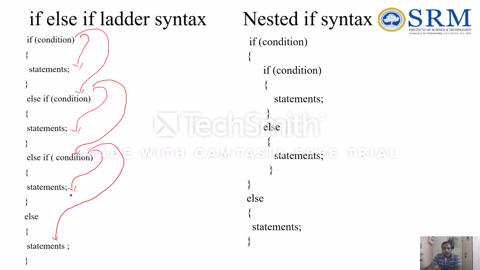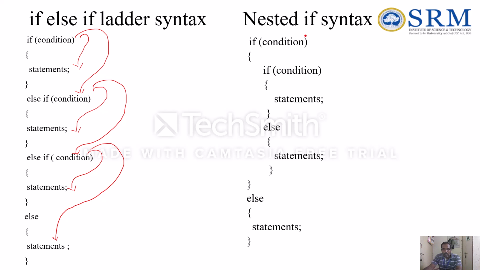Next we are going to talk about nested if syntax. As its name indicates, nested if is nothing but if within if. Here the syntax follows in this way. If the condition is true, this is nothing but the true statements. Again within the if, we are having another if.